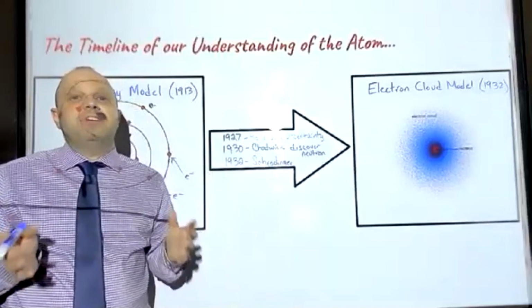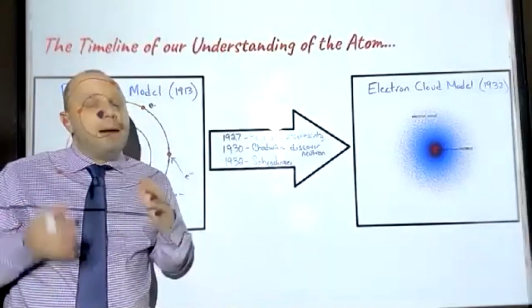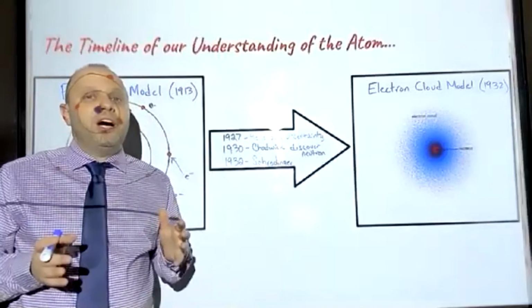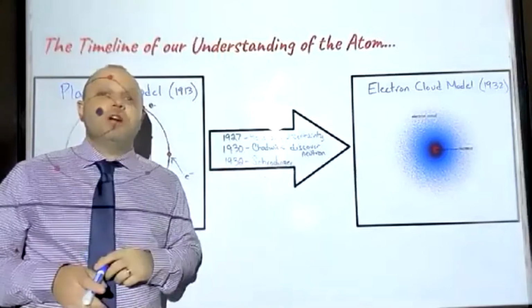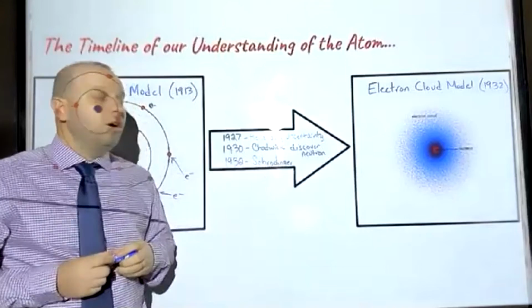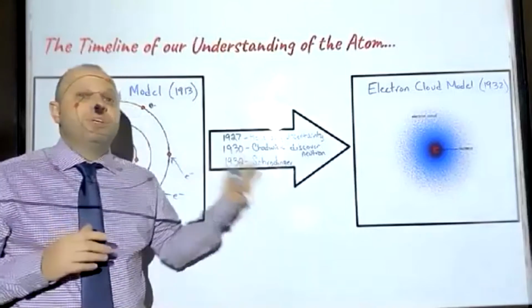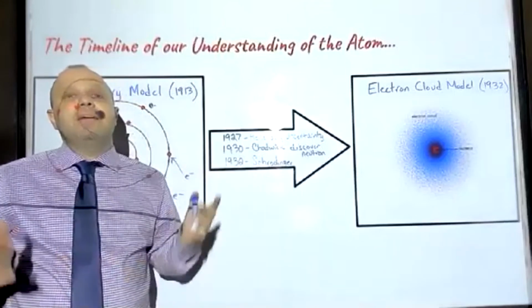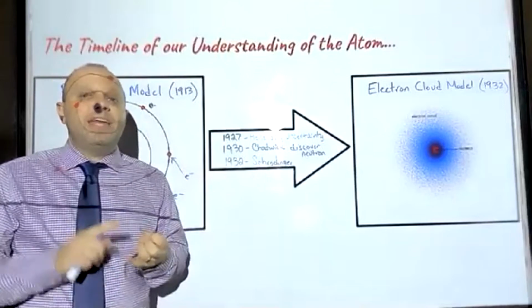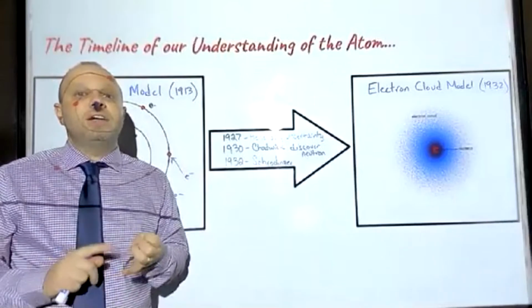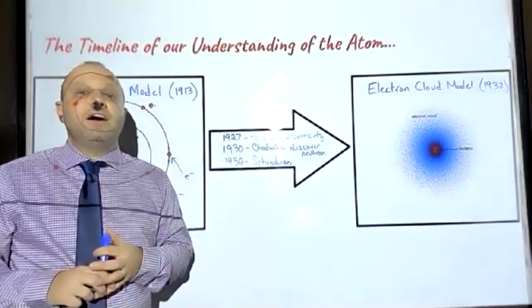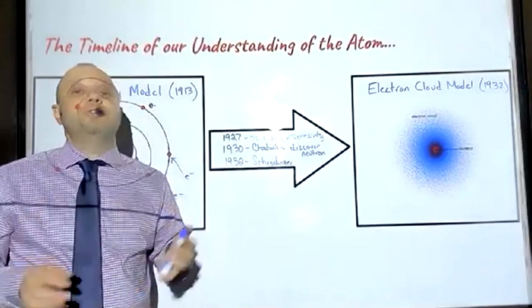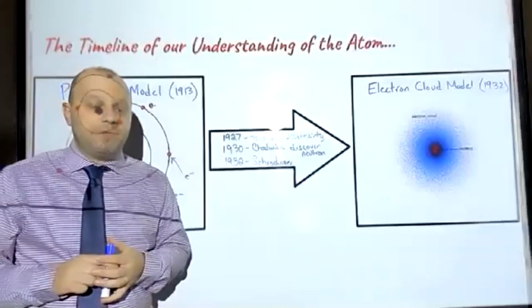So they figured out that there must be some other particle about the same mass as a proton, but with no charge. And that's where the idea of a neutron came to be. Okay, so that was just a brief history. Again, if you would like more in-depth, please go ahead and read through the chapter on atomic theory in your textbook, or search atomic theory on YouTube, and you'll find countless videos that go into a lot more depth.